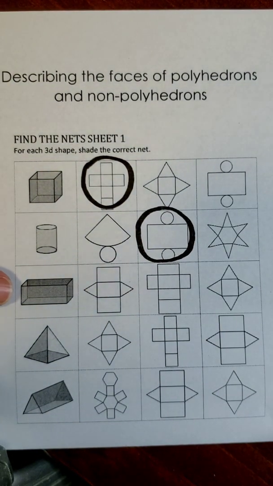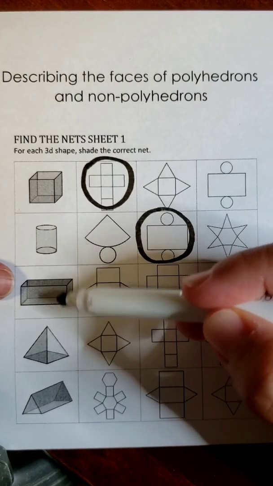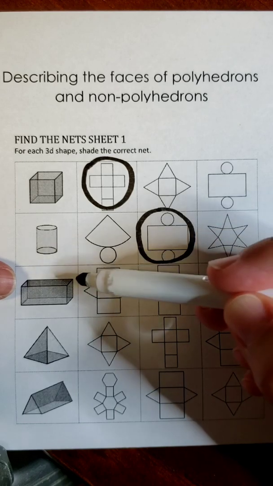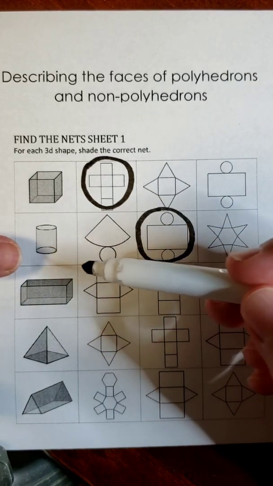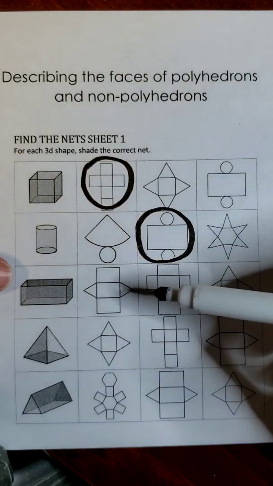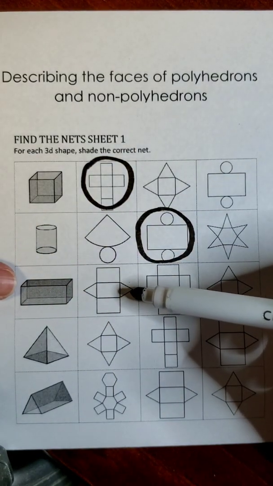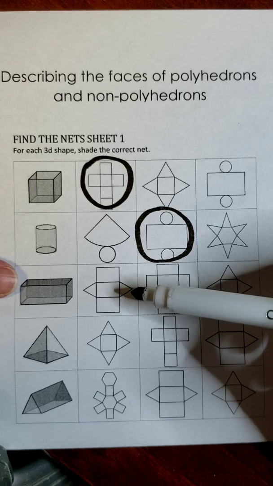Next one, I have a rectangular prism because I have both bases, the top and bottom are rectangles. So, and I know it's a prism because the vertices are not all meeting at the same point, right? Now, would this net make this rectangular prism here?